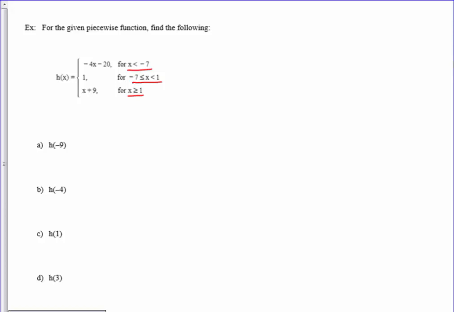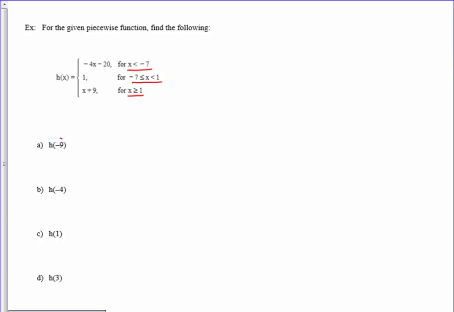So we would only use the top piece if our x values were less than -7. We would use the middle piece only if our x values were between -7 and 1, including the -7, not including the 1. And then we would only use the bottom piece if our x values were bigger than 1.